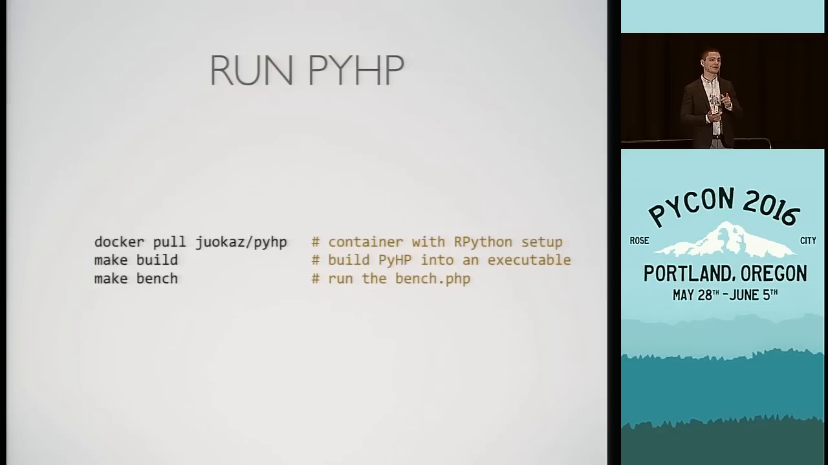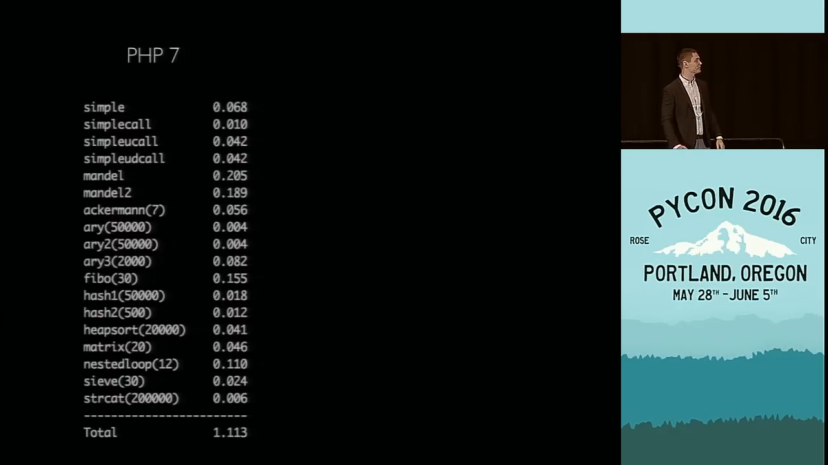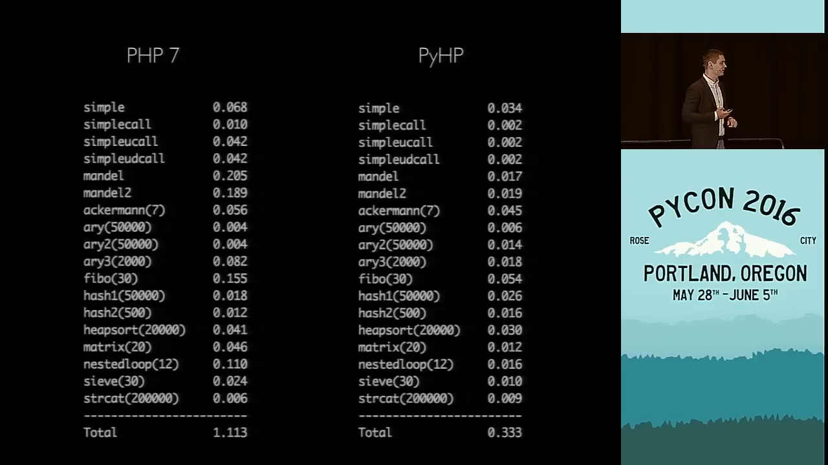And the bench script is a very interesting part. PHP comes with this bench PHP file, which tests a bunch of very simplistic micro-optimization level features. It's basically the language level test. This is PHP 7, the latest version. It takes 1.1 seconds to execute that. And this is PyHP. It takes 0.3 seconds to execute it. So it's almost 4 times as fast.